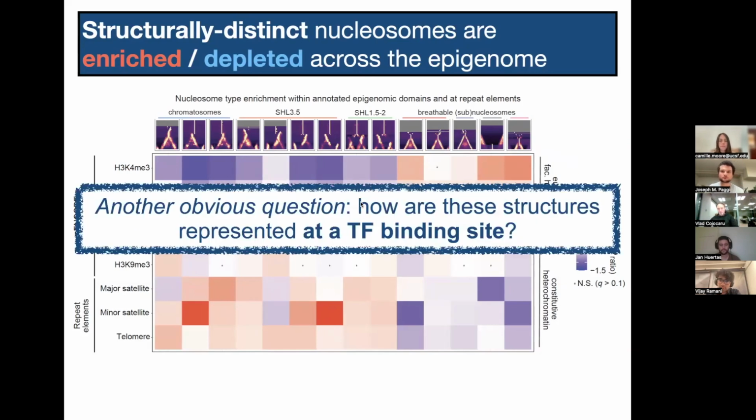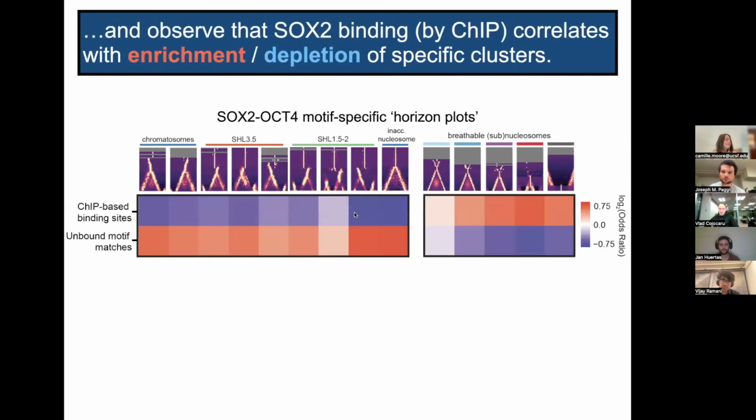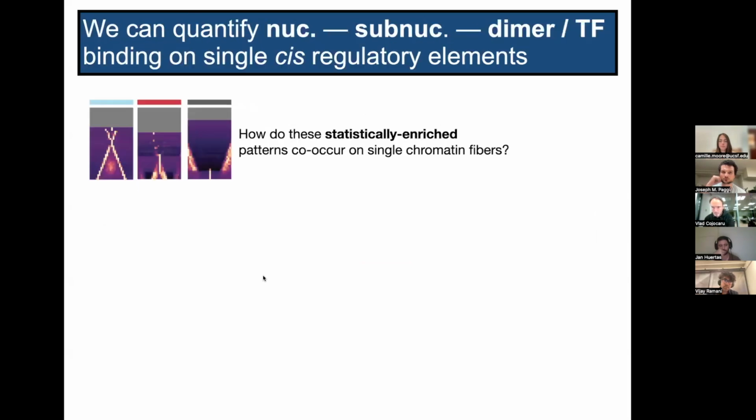Another obvious question, how are these represented at a TF binding site? Marty recomputed these distributions just at SOX2 OCT4 bound sites. These are going to be enhancers and promoters that are involved in the core pluripotency circuit in mouse embryonic stem cells where we did all these measurements. He can see that these breathable subnucleosomes are enriched at bona fide SOX2 OCT4 bound sites, and they're depleted at unbound motif matches that are just randomly strewn across the epigenome.